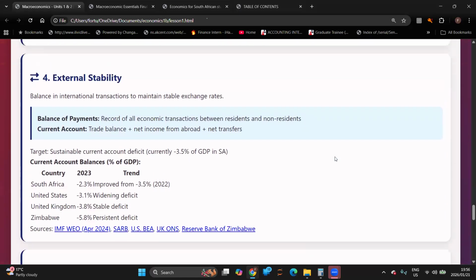All right, so then we also have what we refer to as external stability. With external stability, you're trying to look at how an economy performs with the international.